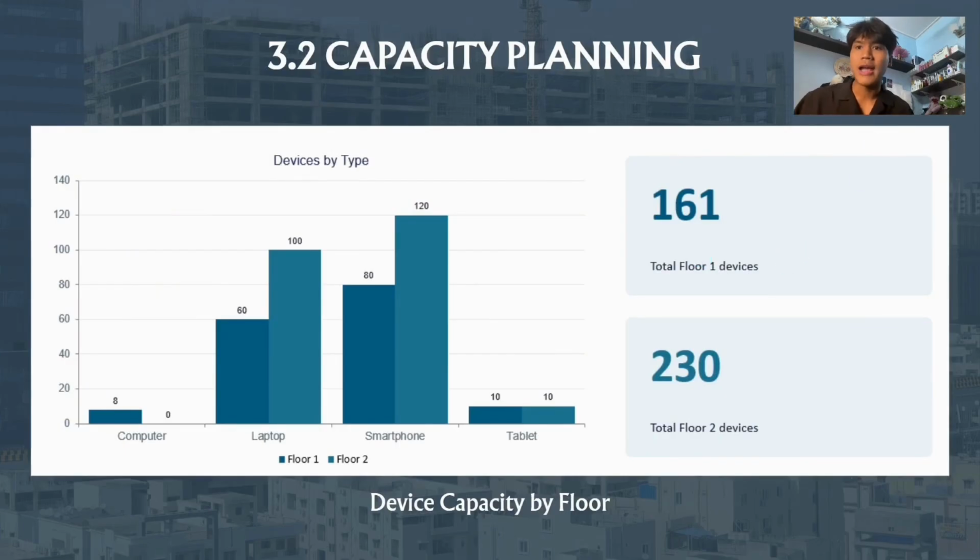Okay, floor 1 has a mix of device types: 8 desktop computers in the office area, plus 60 laptops, 80 smartphones, and 10 tablets brought in by students and staff. About 161 devices in total.